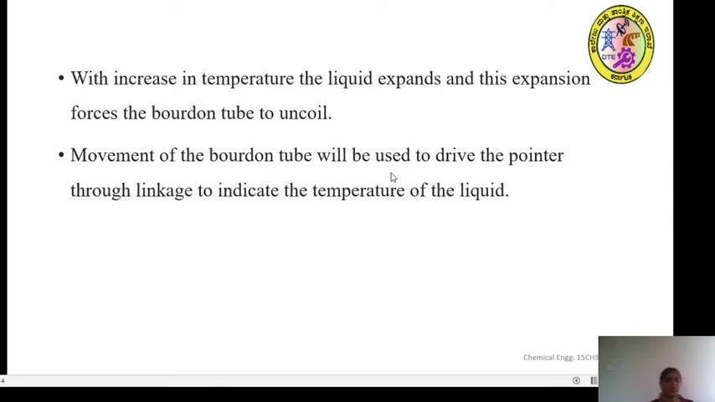Movement of the Bourdon tube will be used to drive the pointer through the linkage to indicate the temperature of a liquid. With the expansion of the liquid inside the bulb, the liquid rises through the capillary tube and causes the Bourdon tube to uncoil. As the Bourdon tube is connected with the pointer, the pointer moves on the temperature scale in order to indicate the temperature.